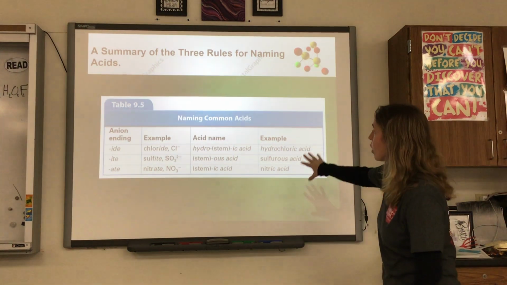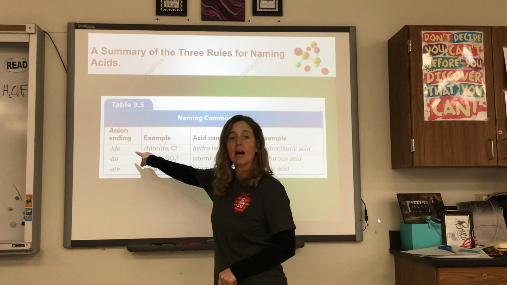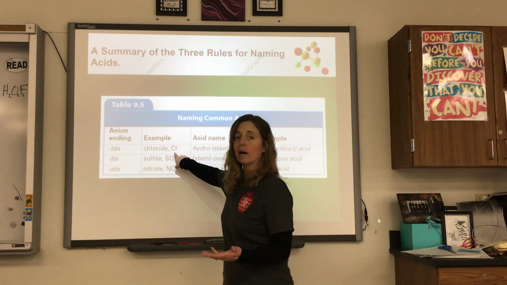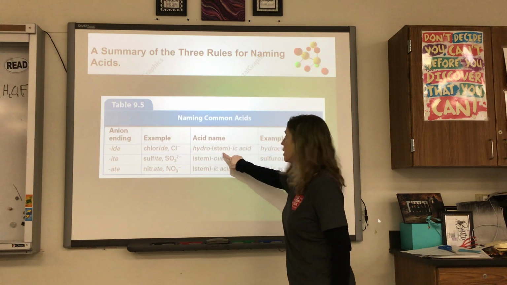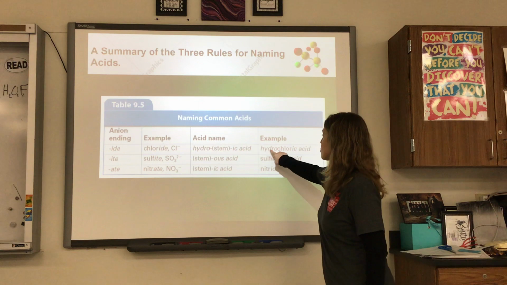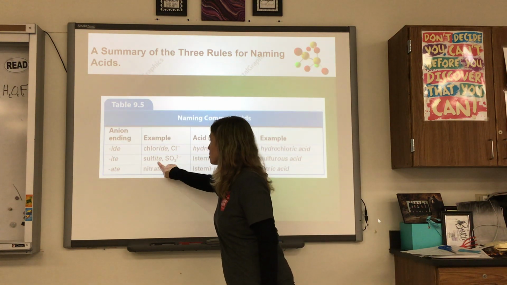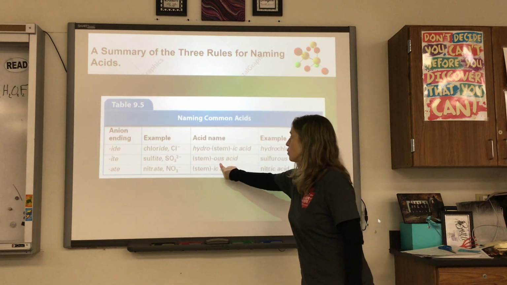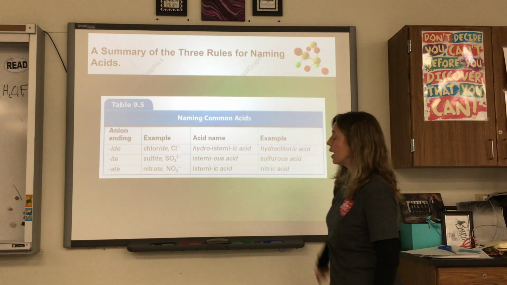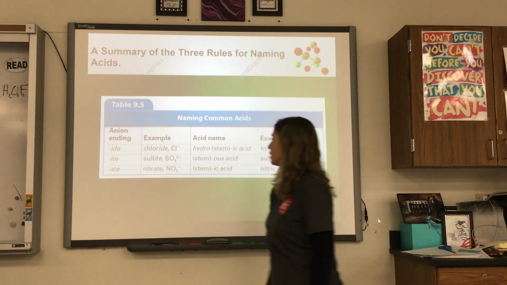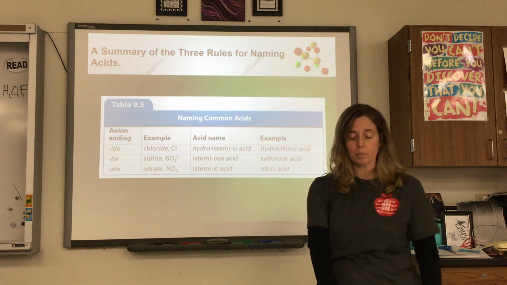Okay, so here's a summary of your 3 rules. Remember, if the anion ends in ide, such as chloride, you add the word hydro, the stem of the name, and then ic acid. So it would be hydrochloric acid, okay? If it ends in ite, such as sulfite, you add ous acid. So it becomes sulfurous acid. And then the last one, ate, such as nitrate, becomes ic, so it's nitric acid.